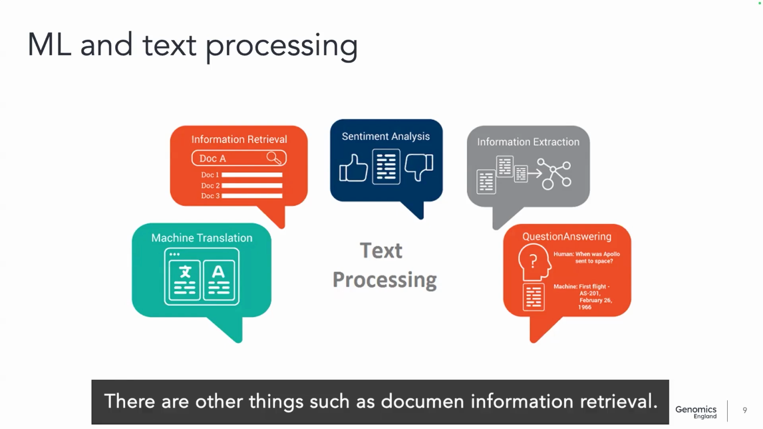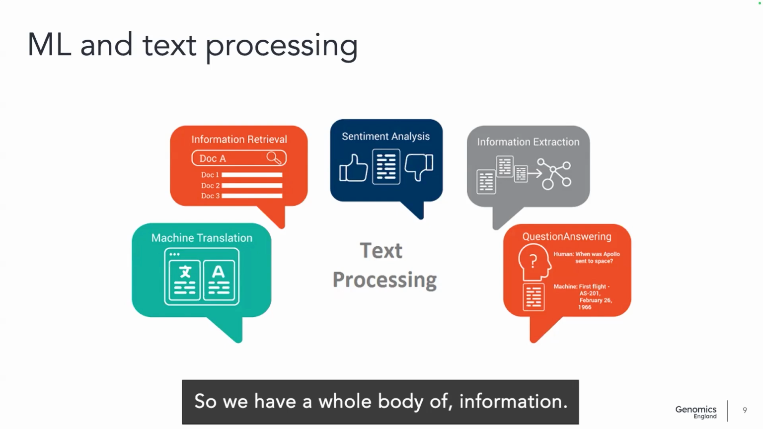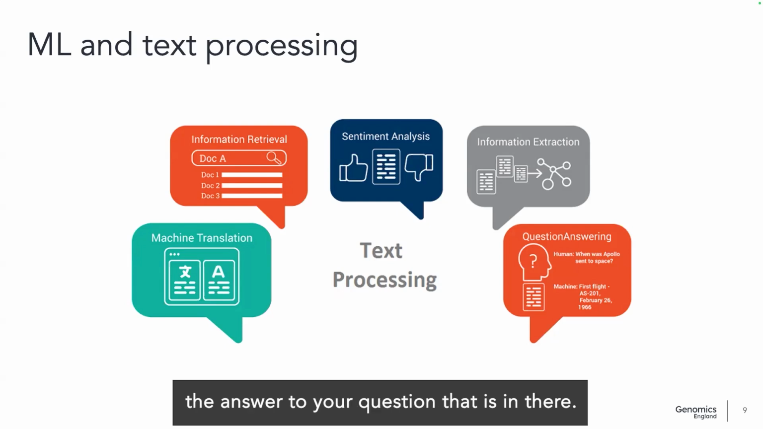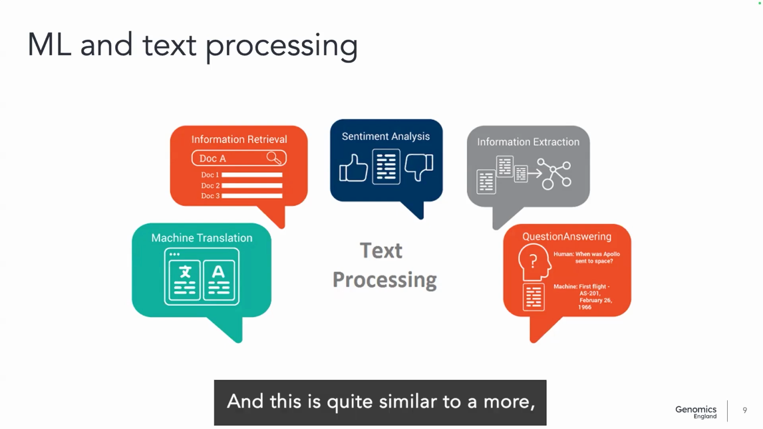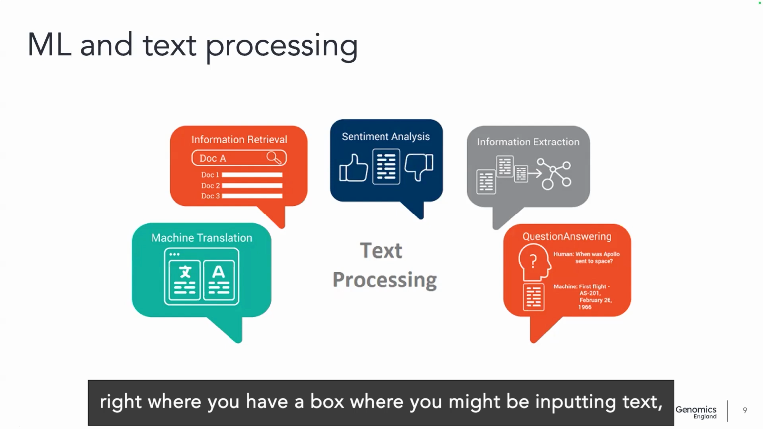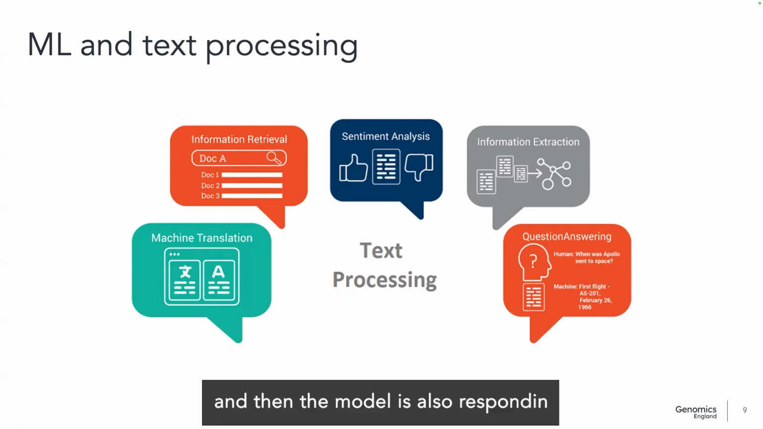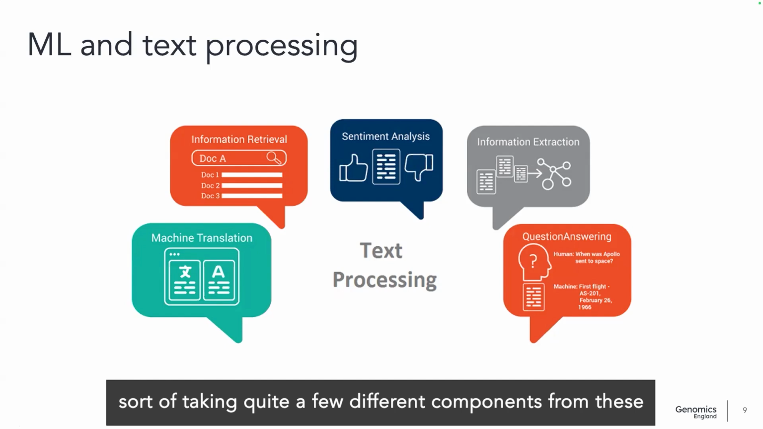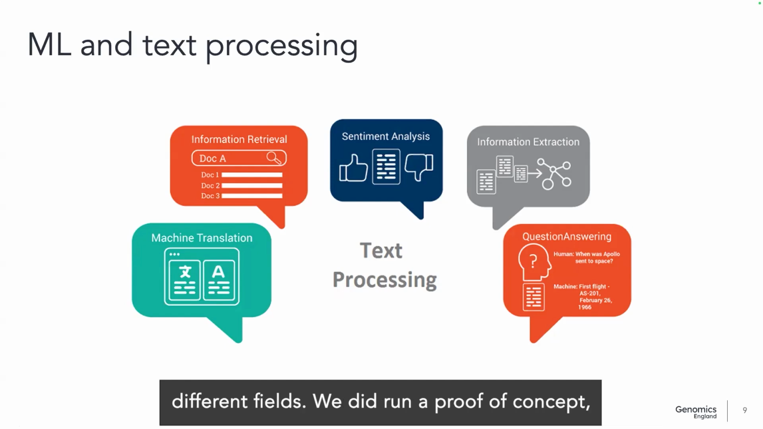There are other things such as information retrieval. So we have a whole body of information and you want to find basically the answer to your question that is in there. And this is quite similar to a more interactive based question answering, right? Where you have a box where you might be inputting text and then the model is also responding to that text with answers. And the pipeline that we're going to be touching on today is sort of taking quite a few different components from these different fields.